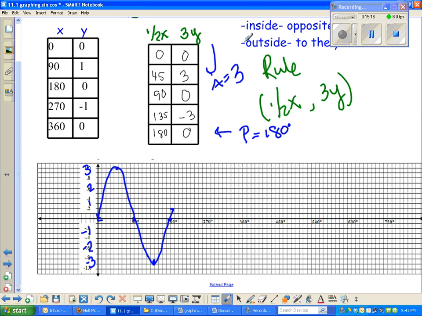So on your homework today, I'm going to ask you to transform functions. You're going to use the rule. You can use your calculator to help you if you need to, and then you need to be able to give the period and the amplitude.